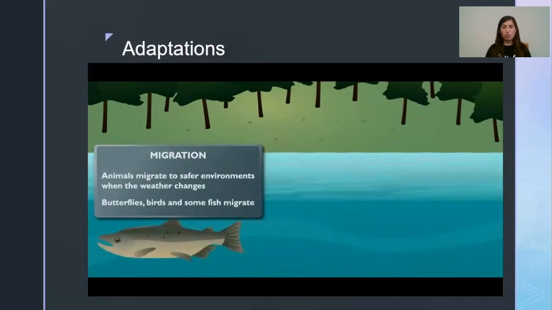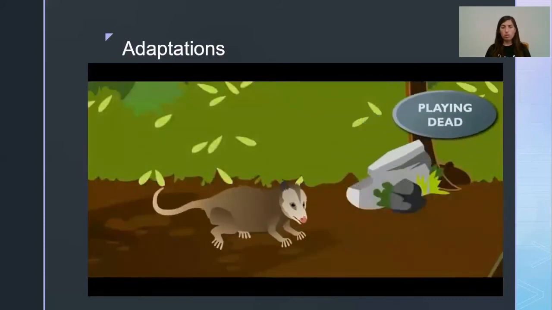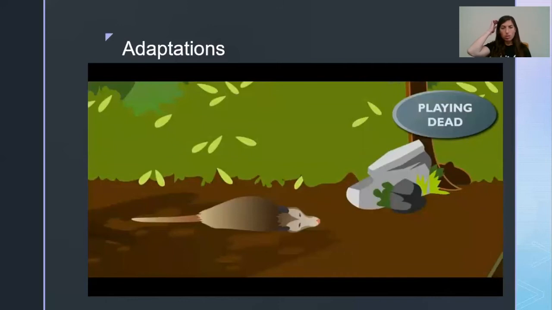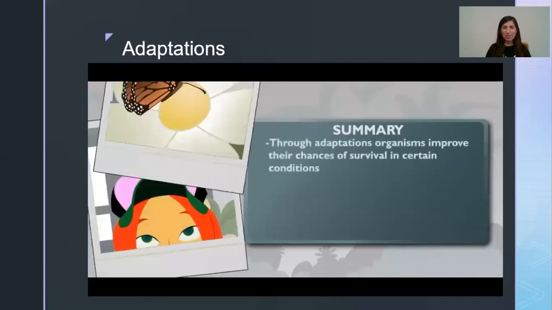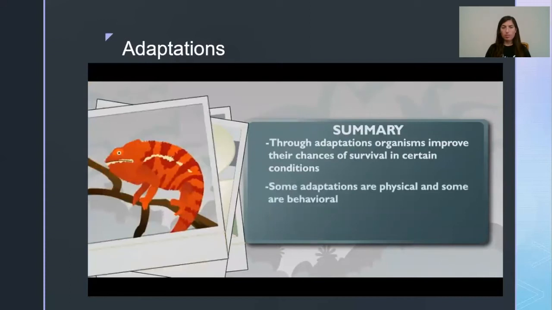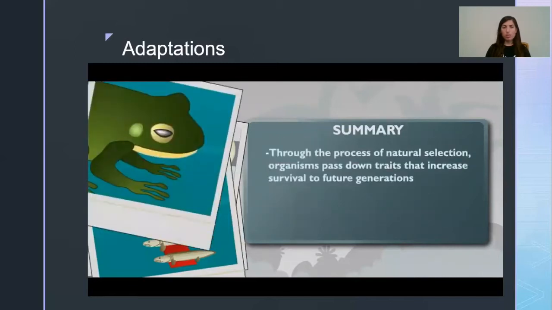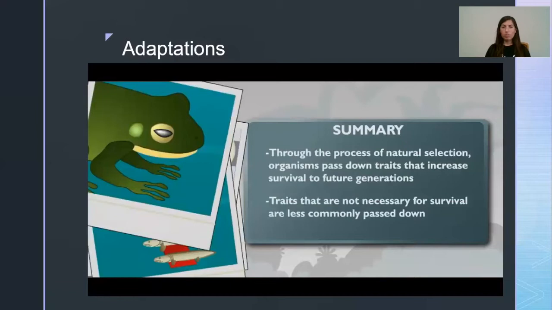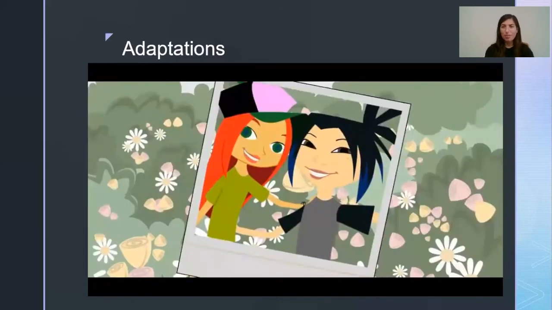Are there other inherited behaviors? Yeah. Hibernation is an inherited behavior. So is playing dead. Playing dead? That's right. Animals, like the possum, play dead to protect themselves when a predator is near. They freeze. Freeze! Wow, great pick. Yep, thanks. I think I get adaptations now, too. Organisms improve their chances of survival in certain conditions through adaptations. Some adaptations are physical, and some are behavioral. Adaptation doesn't happen overnight. It takes many generations to occur. Through natural selection, organisms pass down the traits that increase survival to future generations, while less useful traits aren't passed on and eventually disappear. Nice work, Mia. You rocked that. Thanks. All it took was a little focus.